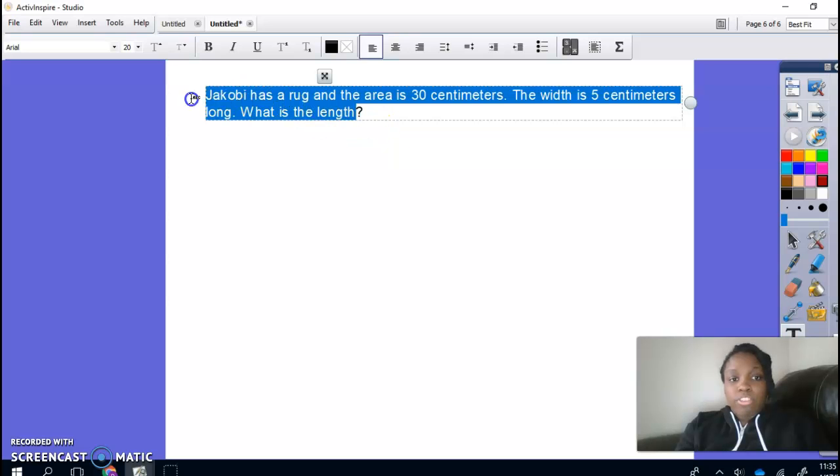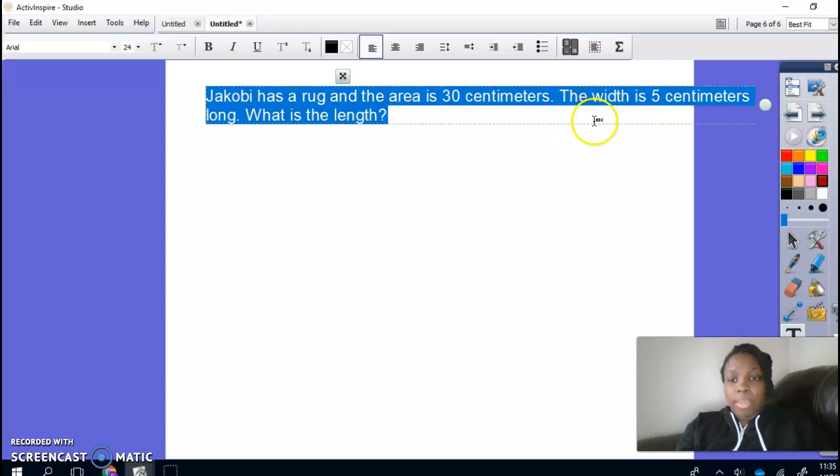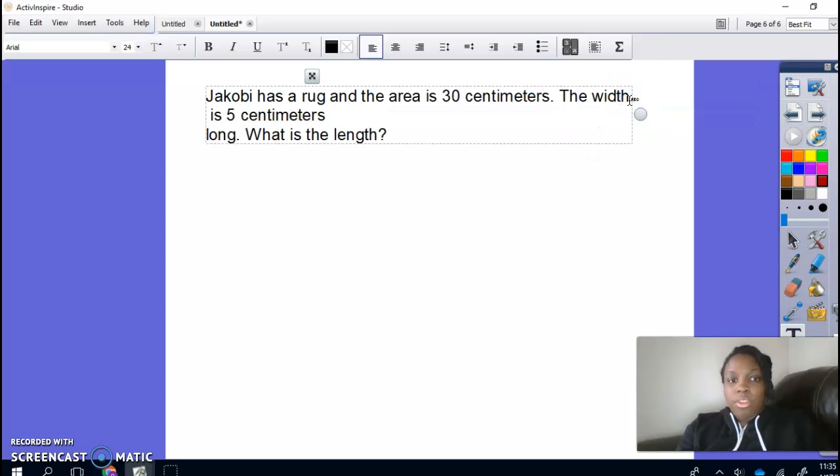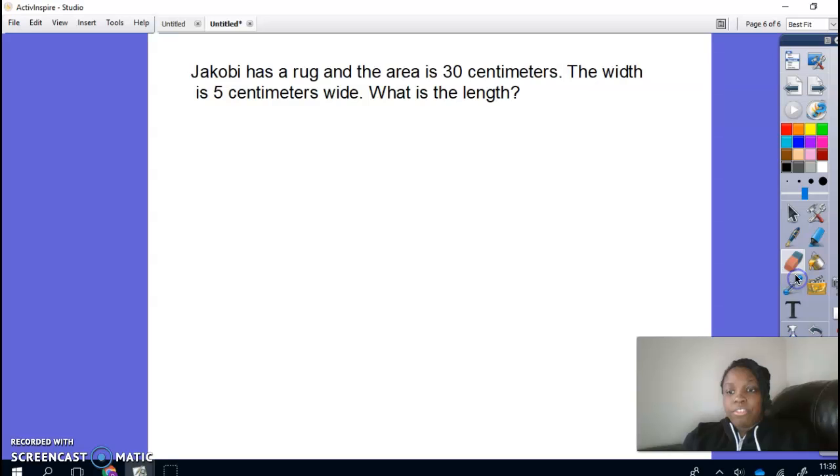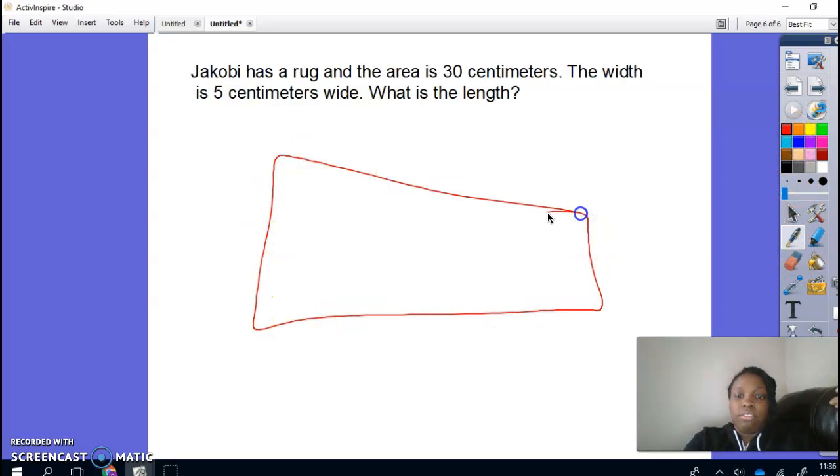So this question, as you can see, I want to find out what is the length. I make it a little bit bigger for you guys. What is the length? How long is Jacoby's rug? All right. So remember, first step is to do what? Yes, draw out your rug. So this is his rug.